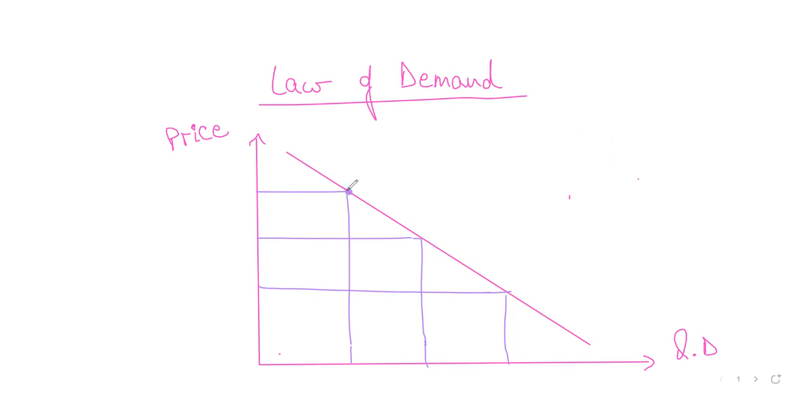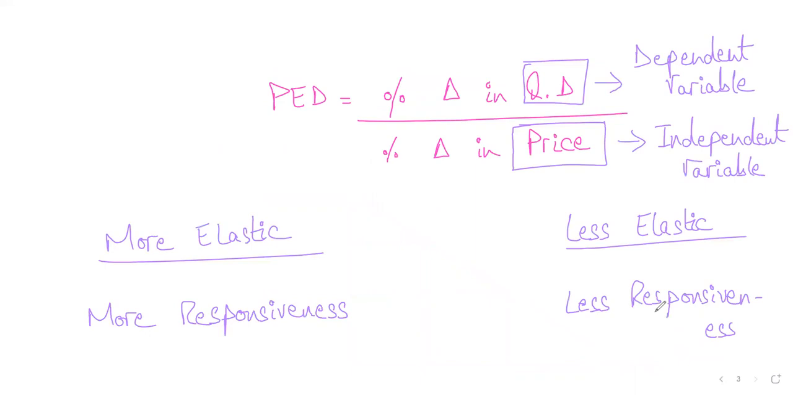It's always an inverse relationship. But what we are interested in knowing when we look at price elasticity of demand is how much the response in demand is due to a change in price. Is it more or is it less? If it's more, it's known as more elastic, and that's why we say more responsive. If demand is less elastic, it's known as less responsive.